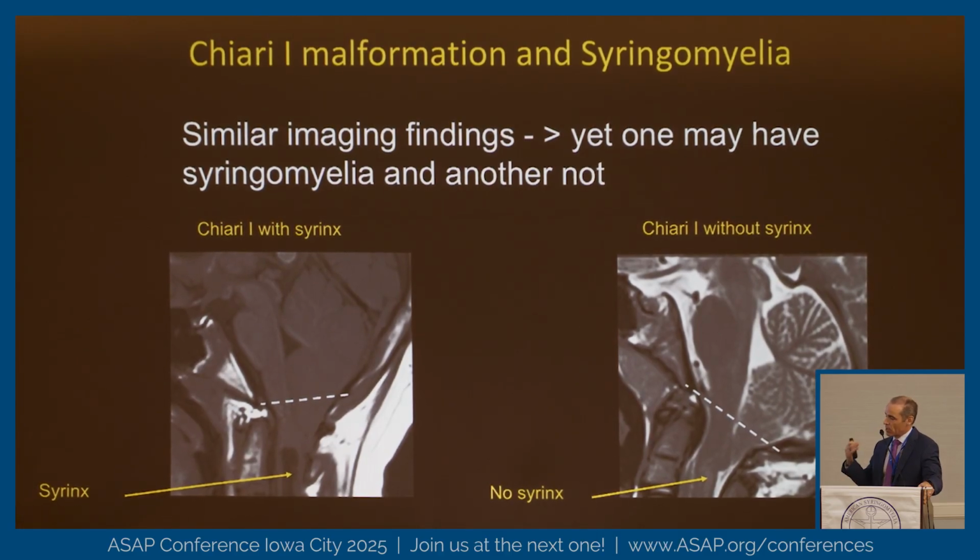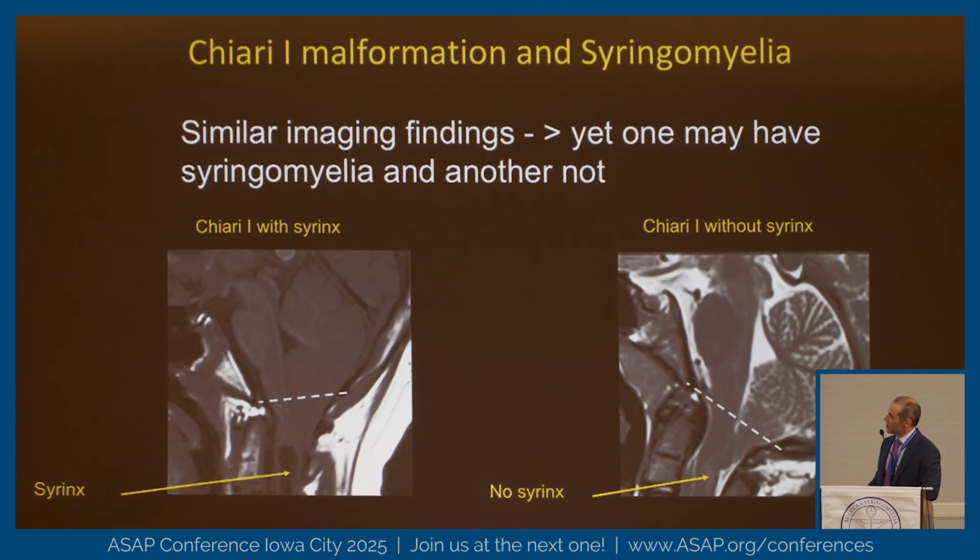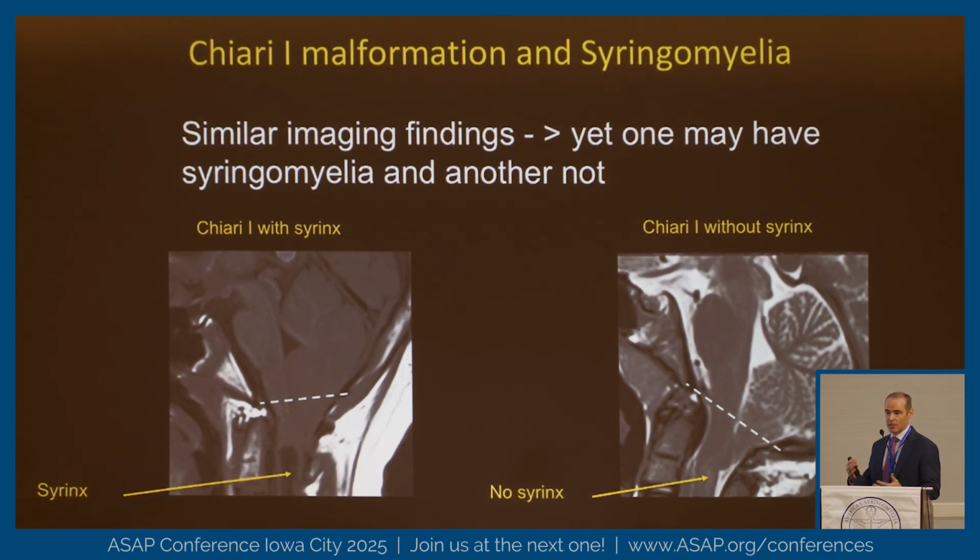The interesting thing about the syrinx associated with Chiari malformation is that people can have very similar findings on imaging. So they can have similar tonsillar descent, same kind of anatomy, yet they'll have a syrinx in one case, but not a syrinx in the other. So these are two different patients. So that's why how severe the obstruction is of a Chiari malformation doesn't necessarily lead to, oh, they're going to have a syrinx. There's more factors in play here.